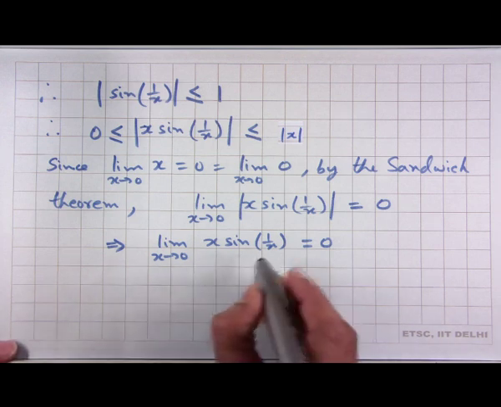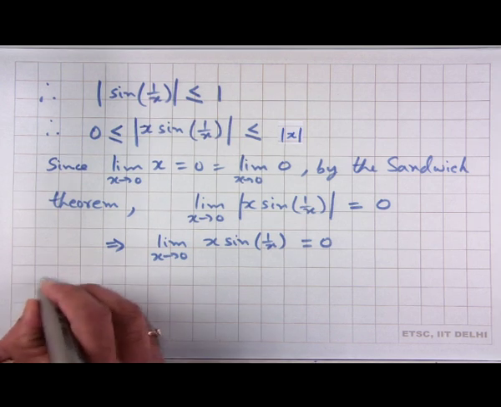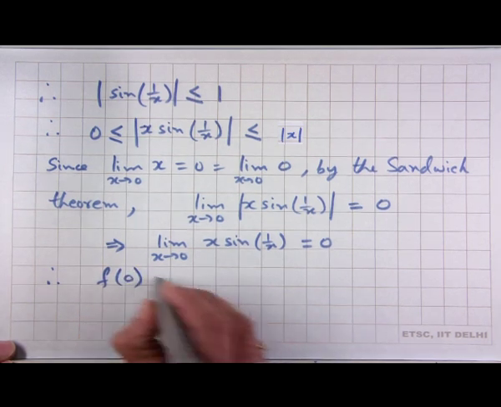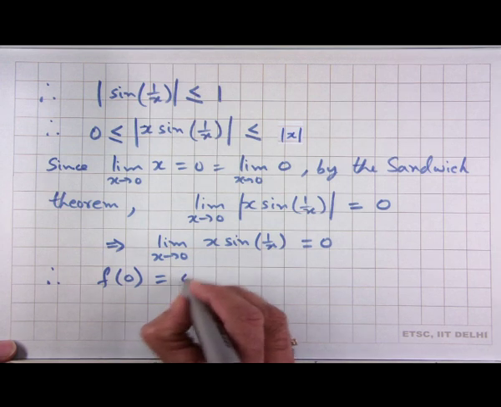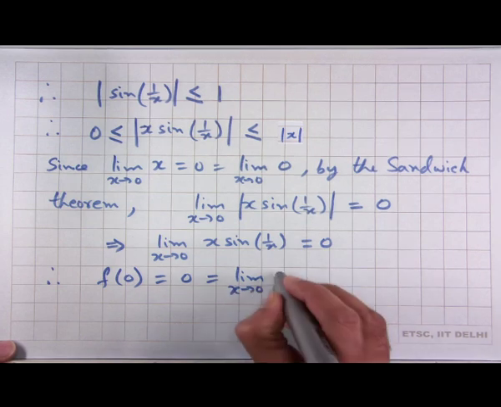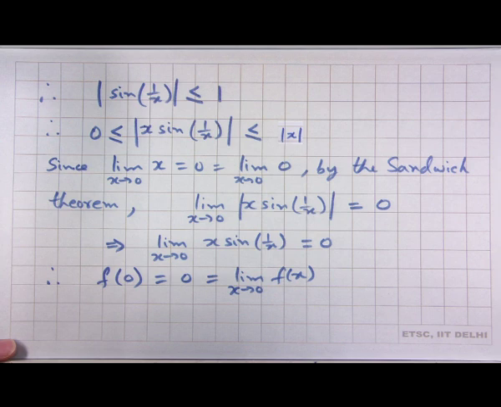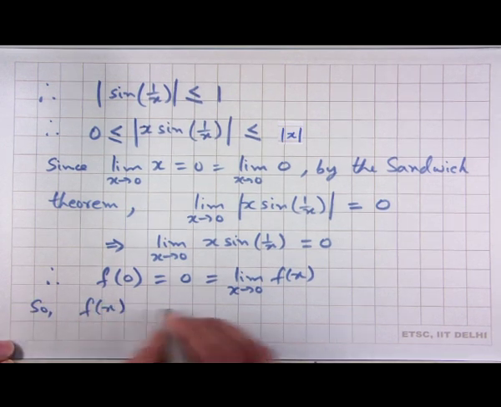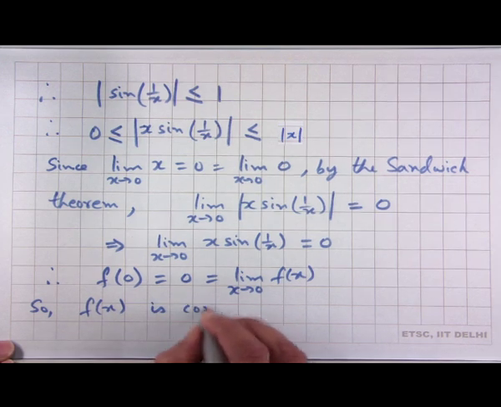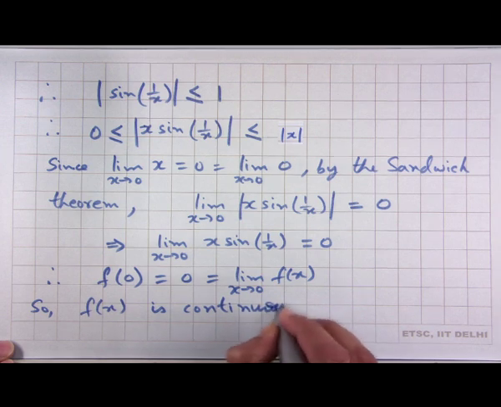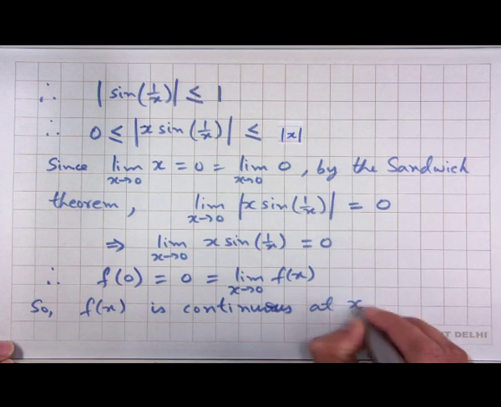So, the limit of the function, therefore, we have that f of 0 is defined to be equal to 0, and this is equal to the limit of f of x as x approaches 0. Therefore, by the definition of continuity, f of x is continuous at x equal to 0.